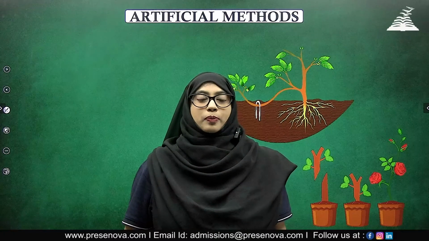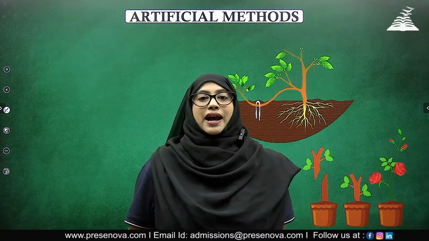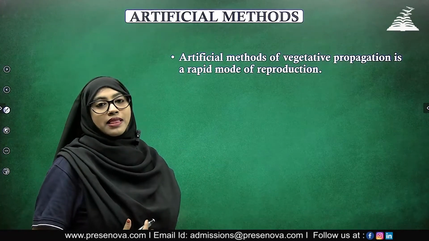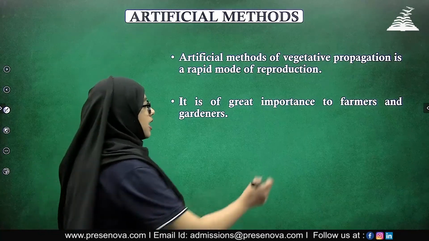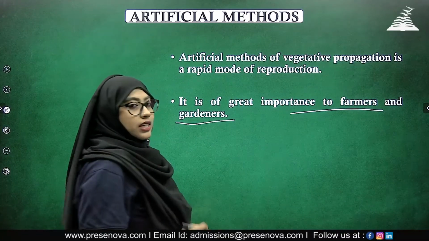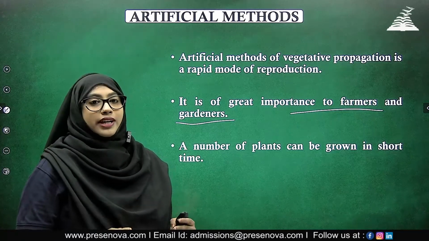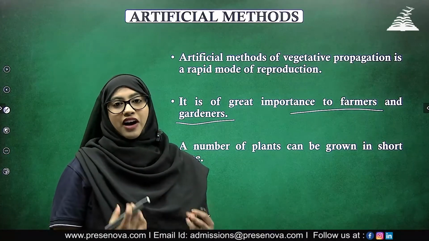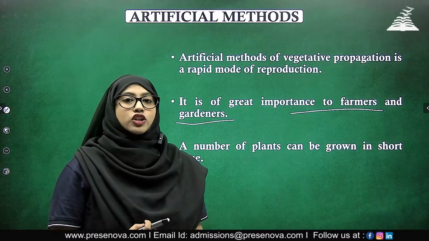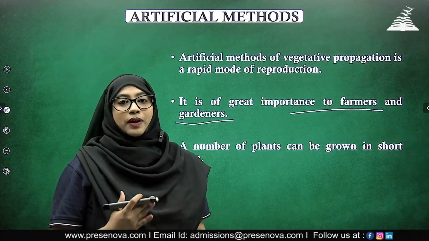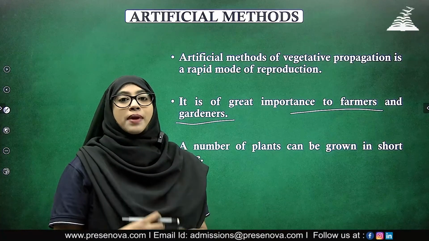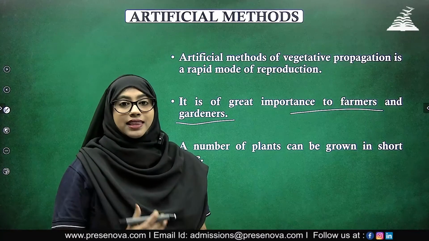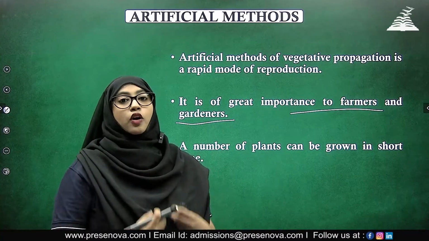Artificial method of vegetative propagation is another way by which a plant propagates to form a new plant. Here this method is a rapid reproduction method and it is of great importance to farmers and gardeners. It can be grown in a very short time. Because the plants can be grown in a very short time, it is of great importance to farmers and gardeners. Here we can see in the natural method, it took a long time because the plants themselves have to make the propagator, and they themselves have to detach from the parent plant, and then it has to grow into a new organism or a new plant.